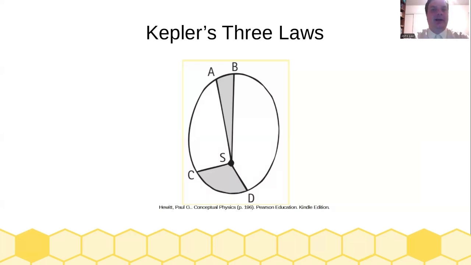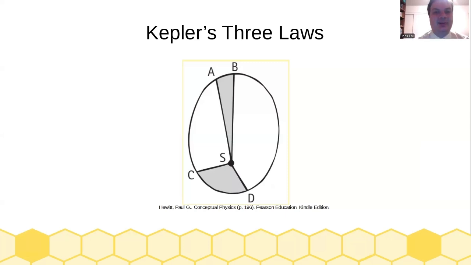The illustration of Kepler's second law here is that as the planet goes from A to B over the course of, let's say, a week, then the area of that grayed out triangle is going to be the same as when the planet goes from D to C over the same amount of time, let's again say a week. And this is because the farther away you are from the sun, the slower you are going.